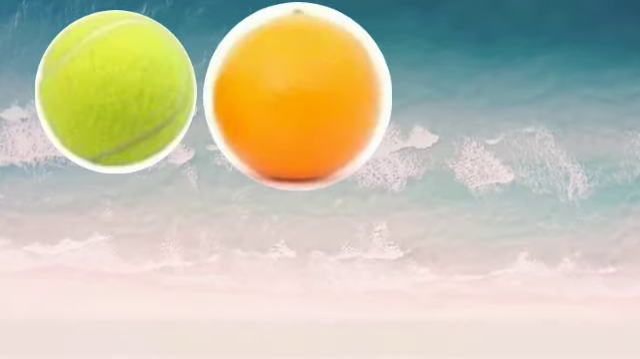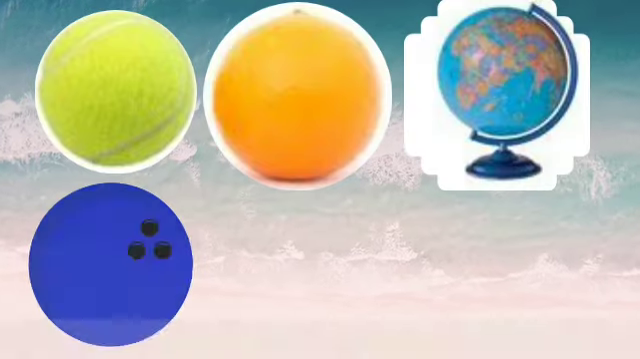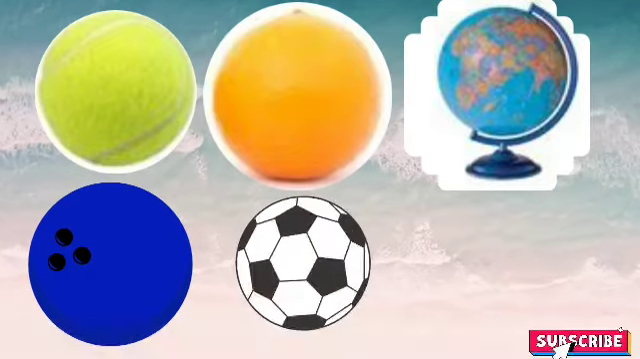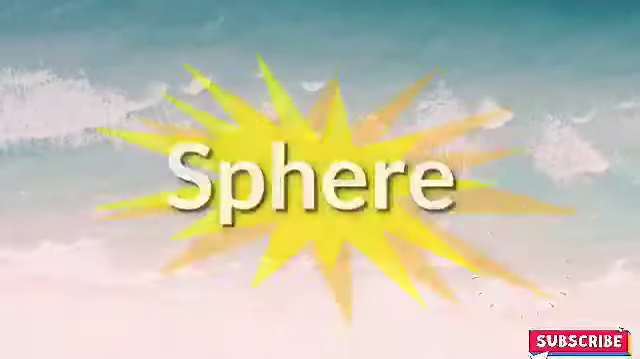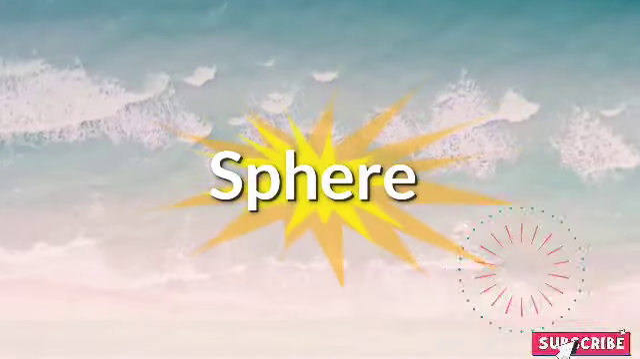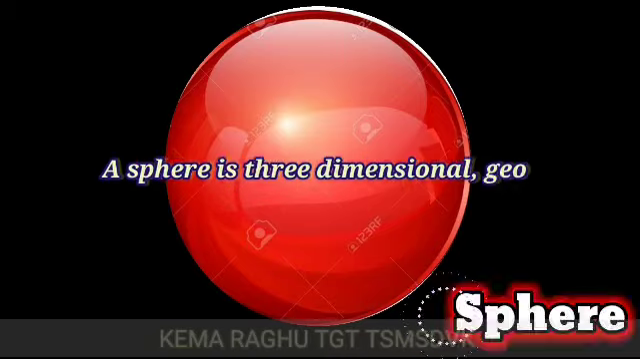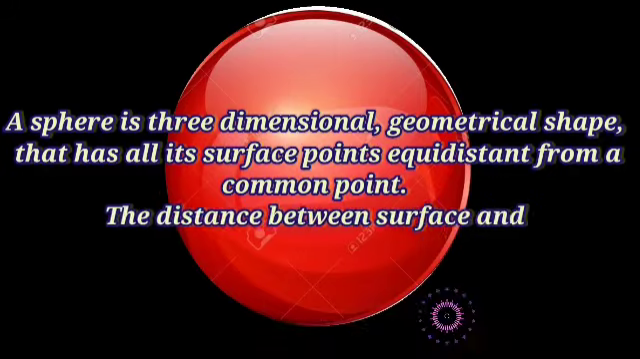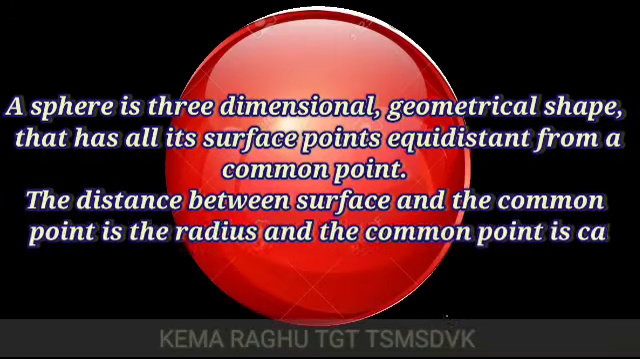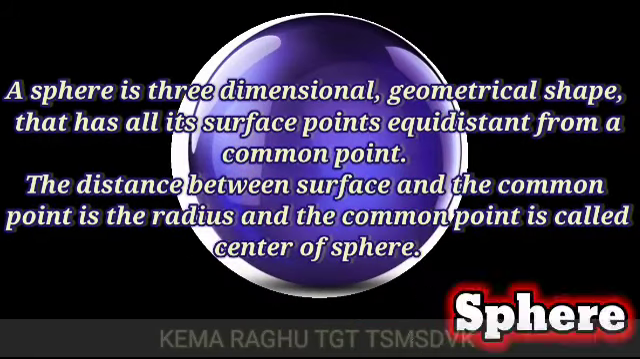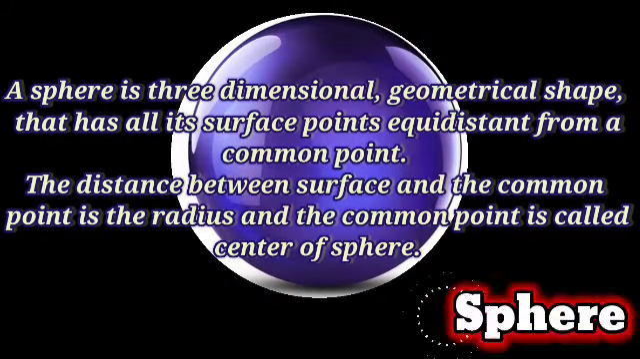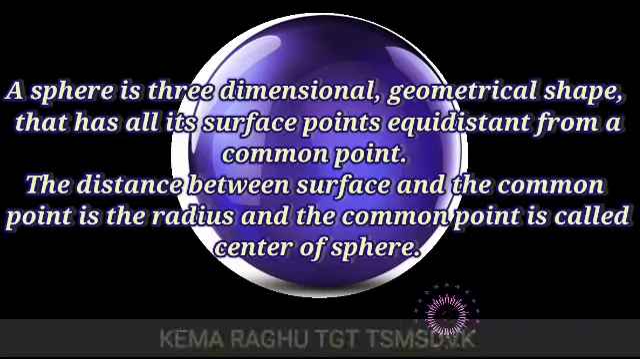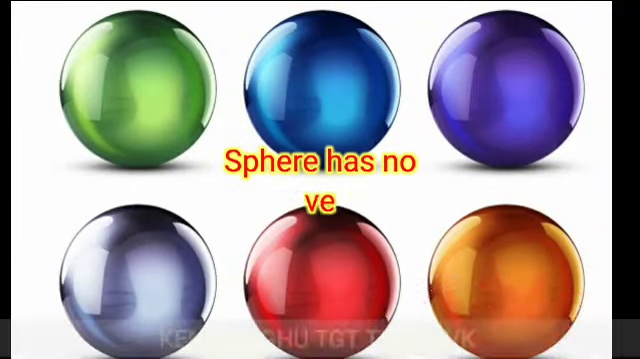You can see a tennis ball, a lemon, a globe, or a football. All these have only one surface, which is curved, which we call a sphere. A sphere is another three-dimensional object which has a curved surface. All the surface points are equidistant from a fixed point, which we call the center of the sphere. Thus, all the points spreading over a space from a fixed point form a sphere.